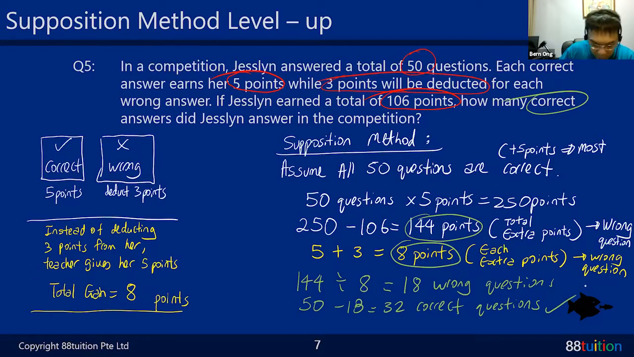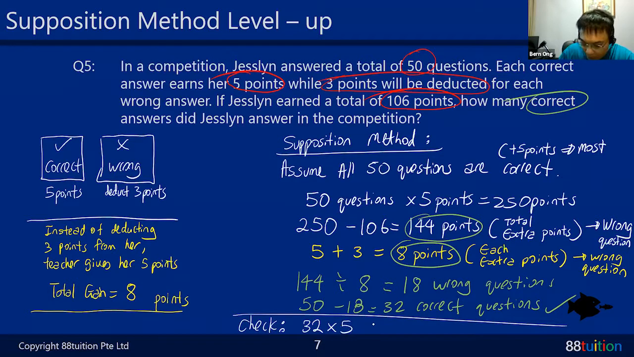Is it correct? Okay, you can do a quick check. So for example, I got 32 questions correct. One question is 5 points, so 32 times 5. Minus away, I got 18 that is wrong. 18 times 3 points, you have to deduct it away. Deduct means to minus. 32 times 5 minus 18 times 3, the answer will be 106. Correct or not? Yes. Smarty got the answer. So your answer is 32. Correct answer. Can you see or not? All right, so understand that supposition, right?